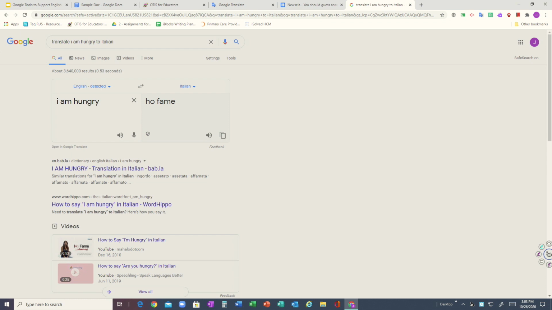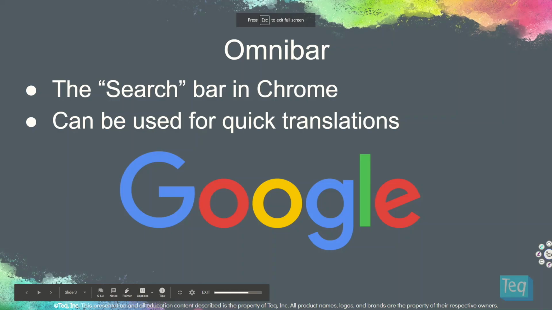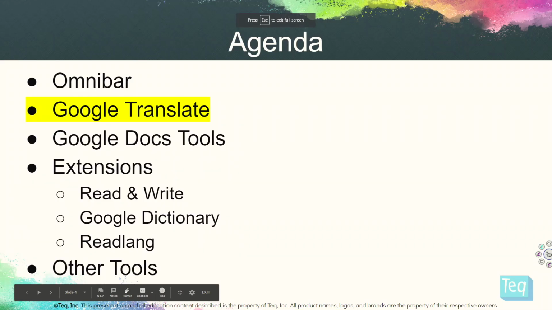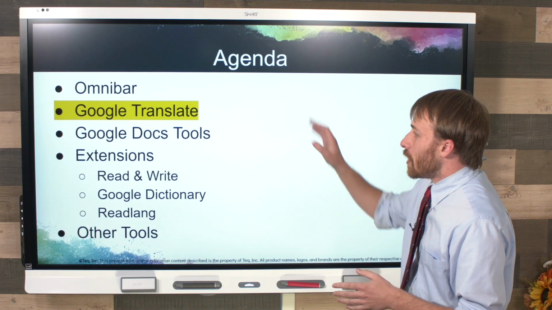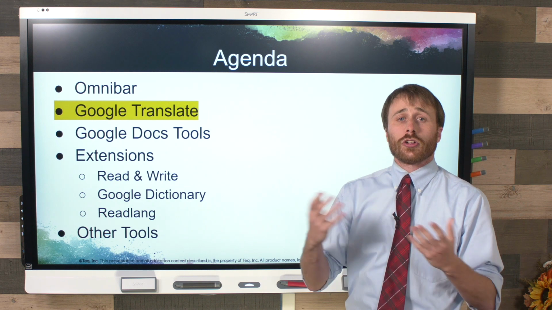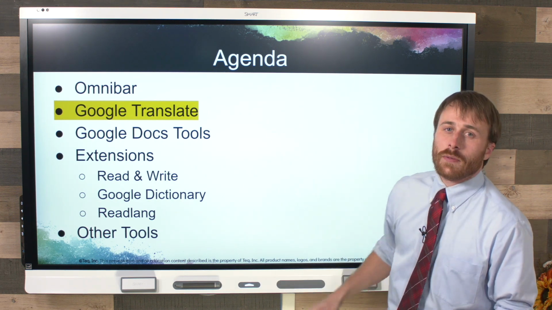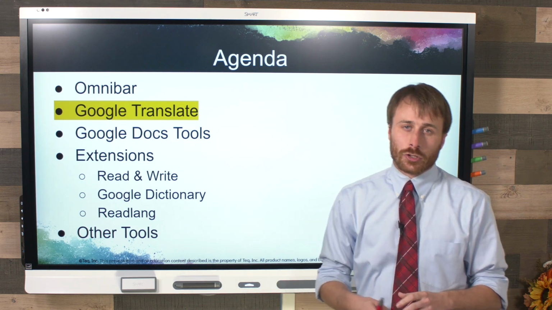I'm now going to head back to my presentation so we can take a look at how to use even more tools for our students. So the Omnibar is a great way to work with our students or have our students really work on their own to get some quick translations. Google Translate can be used for even some more in-depth translations.